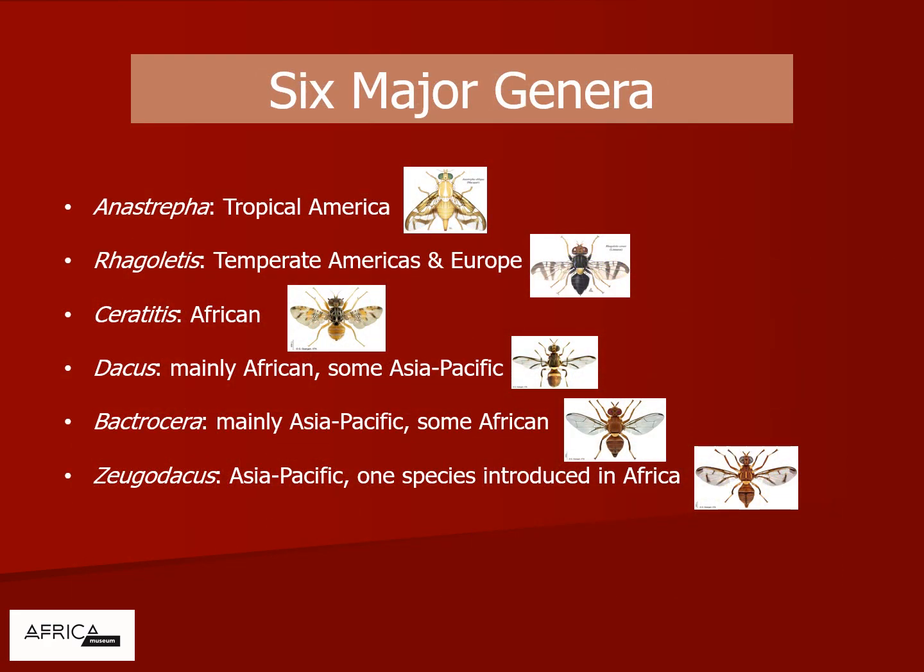As indicated in the presentation on the main pest genera, there are 6 genera worldwide that comprise the majority of pest species. These are Anastrepha, Rhagoletis, Ceratitis, Dacus, Bactrocera, and Zeugodacus. Of these 6 genera, 4 of them have representatives in Africa, either indigenous ones or introduced ones.